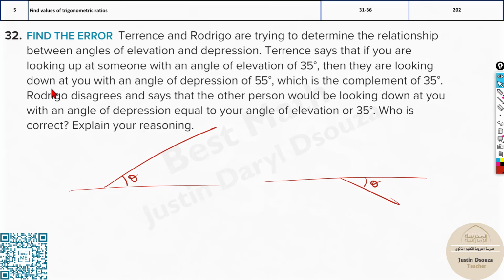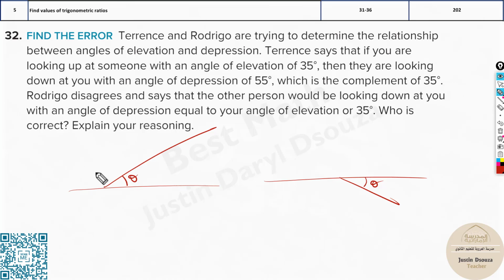Terence says that if you're looking up at someone with an angle of elevation of 35 degrees, then you're looking down at the person with the angle of depression of 55 degrees, which is the complement of 35 degrees. Okay, yeah, 90 minus 35 is 55. Rodrigo disagrees and says that the other person would be looking down at you with an angle of depression equal to the angle of elevation, or 35 degrees. Who is correct? Explain your reasoning.